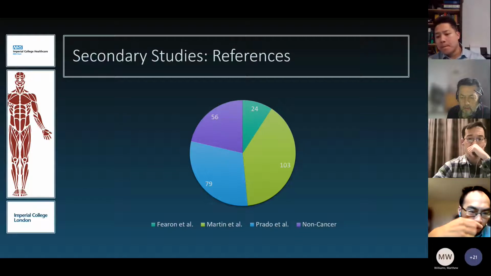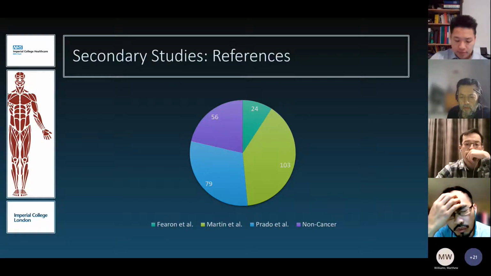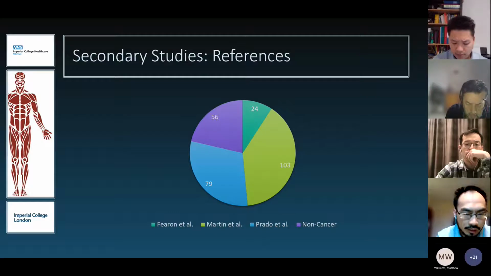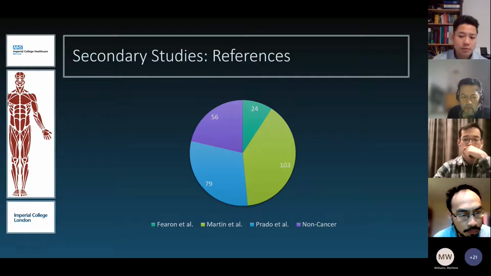So in terms of the secondary studies, we're taking a cutoff derived from another study and trying to apply it in our population. The majority of applied cutoffs come from a small handful of studies, and it's these. So Martin and Prado are the main ones, and Fearon, that's a publication on cachexia and standardization of cachexia cutoffs, and they're actually cutoffs from the same group. So it's worth talking about these a little bit more.